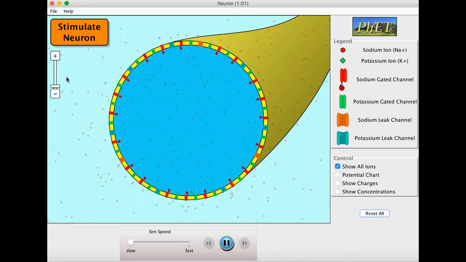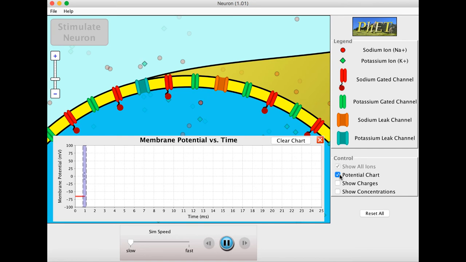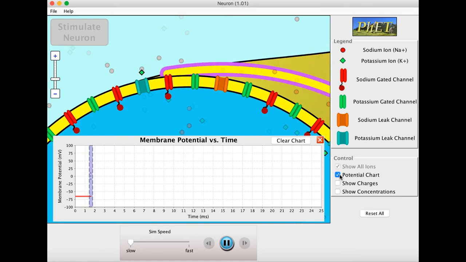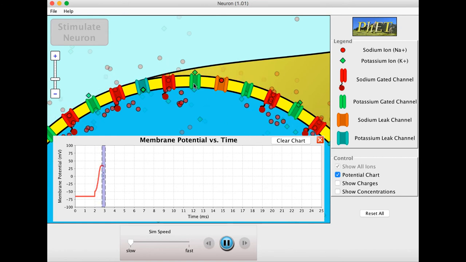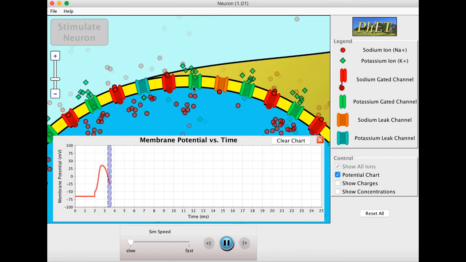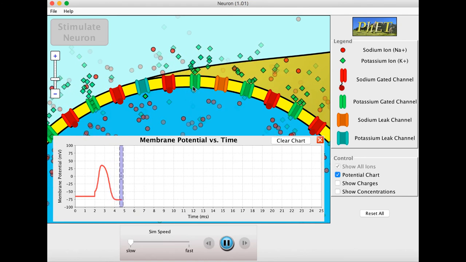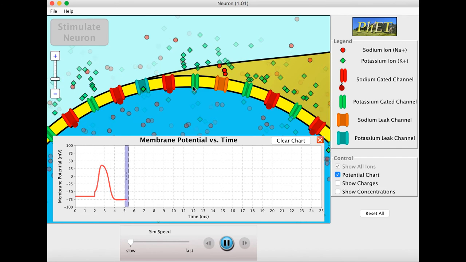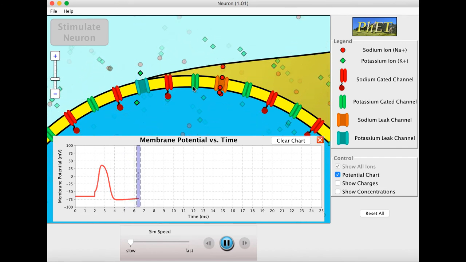I'm going to reset. And we're going to watch potassium this time around. We stimulate the neuron. Here comes the stimulus. Sodium goes in, so the membrane's getting positive. And now you'll notice those potassium channels finally open up and they allow potassium out. Potassium is a positive ion, but since it's going out, the cell is getting less positive, which makes it more negative. Then we're going to have leak channels and sodium-potassium pumps restoring the balance back to normal.